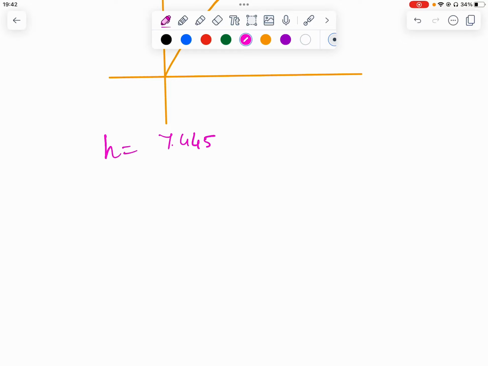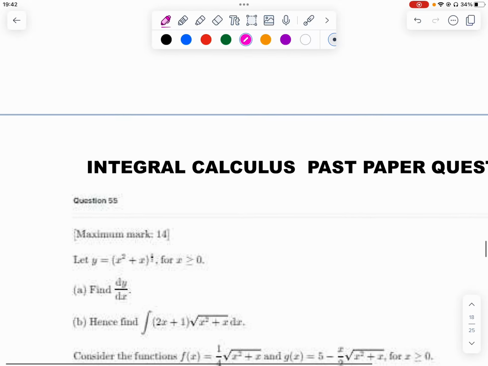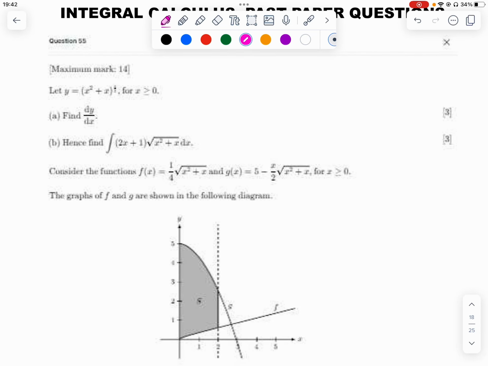So therefore the height of the ceiling will be 10 minus h, which is 10 minus 7.445, which is 2.555, and in three significant figures 2.56 centimeters. That's question number 54. Coming to question number 55.